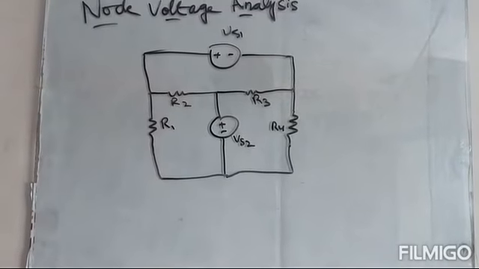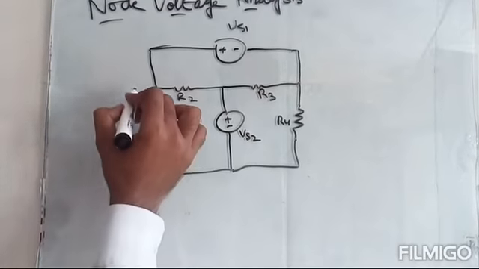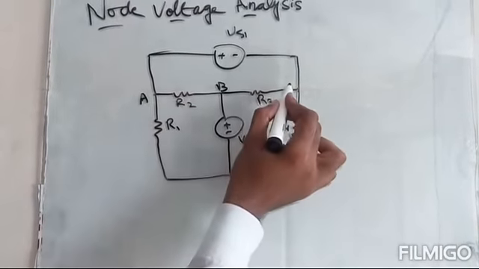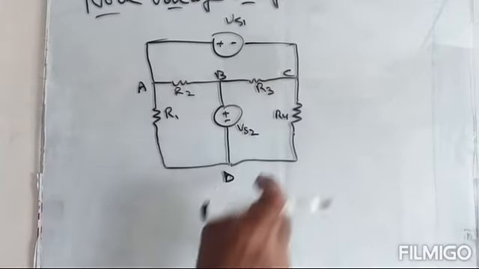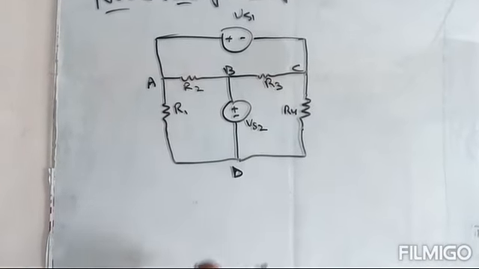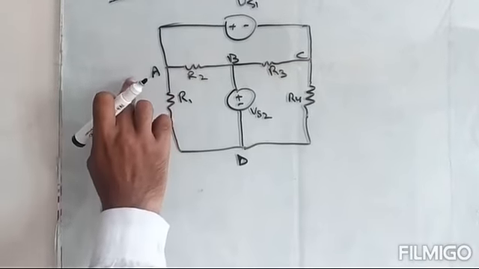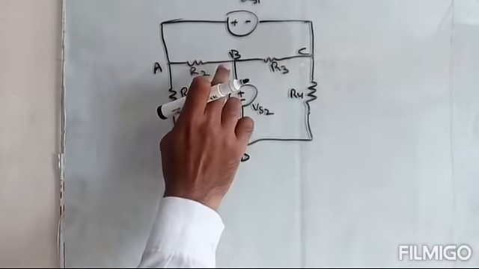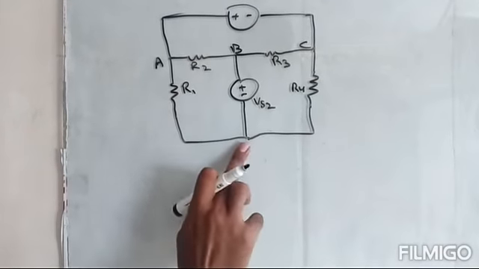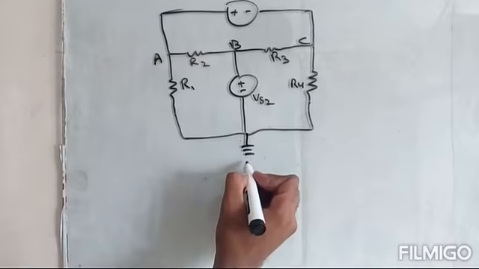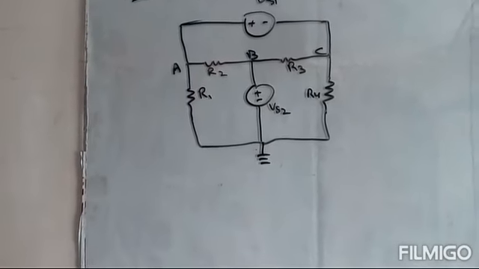So this is a circuit. There are two voltage sources. This is node A, node B, node C, and this is node D. We can ground either this node or this node. But if we ground this node, we will know the voltage at this point, but the node voltage at this point will be unknown. So I will choose this node as a ground node.